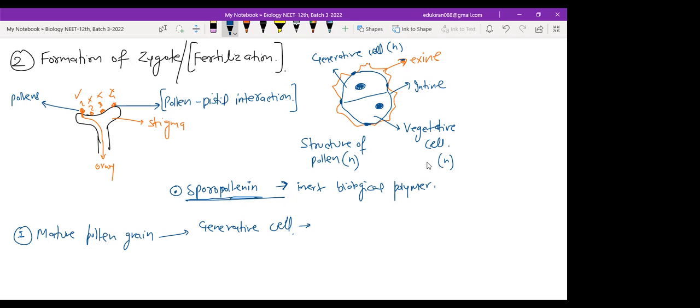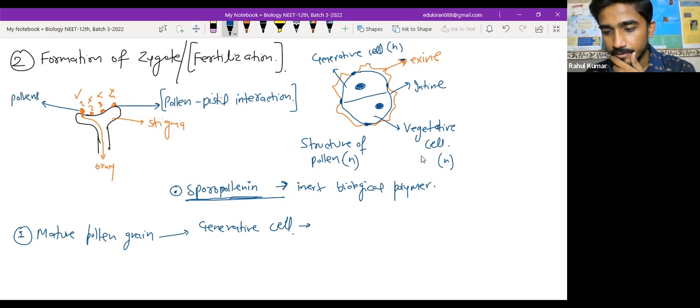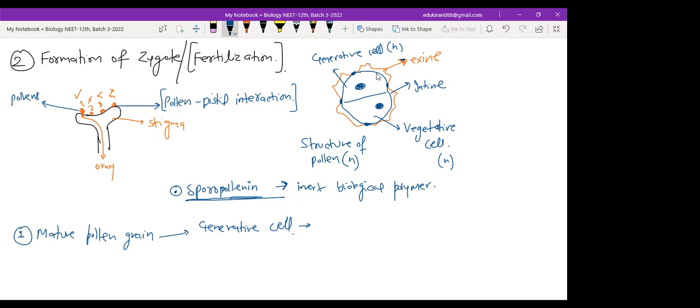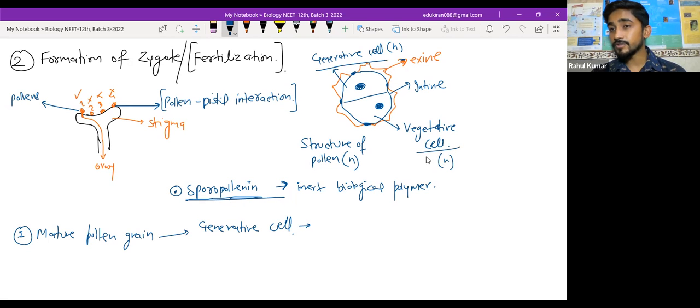I will tell you why. Yes, Fatima, any question? Good. Because the generative cell and the vegetative cell have very different functions. And when I talk about gametes, only this generative cell serves the purpose of a gamete. And it is haploid, so the pollen is also haploid. Let's first try to understand the generative cell. Now this generative cell has a nucleus which is haploid.